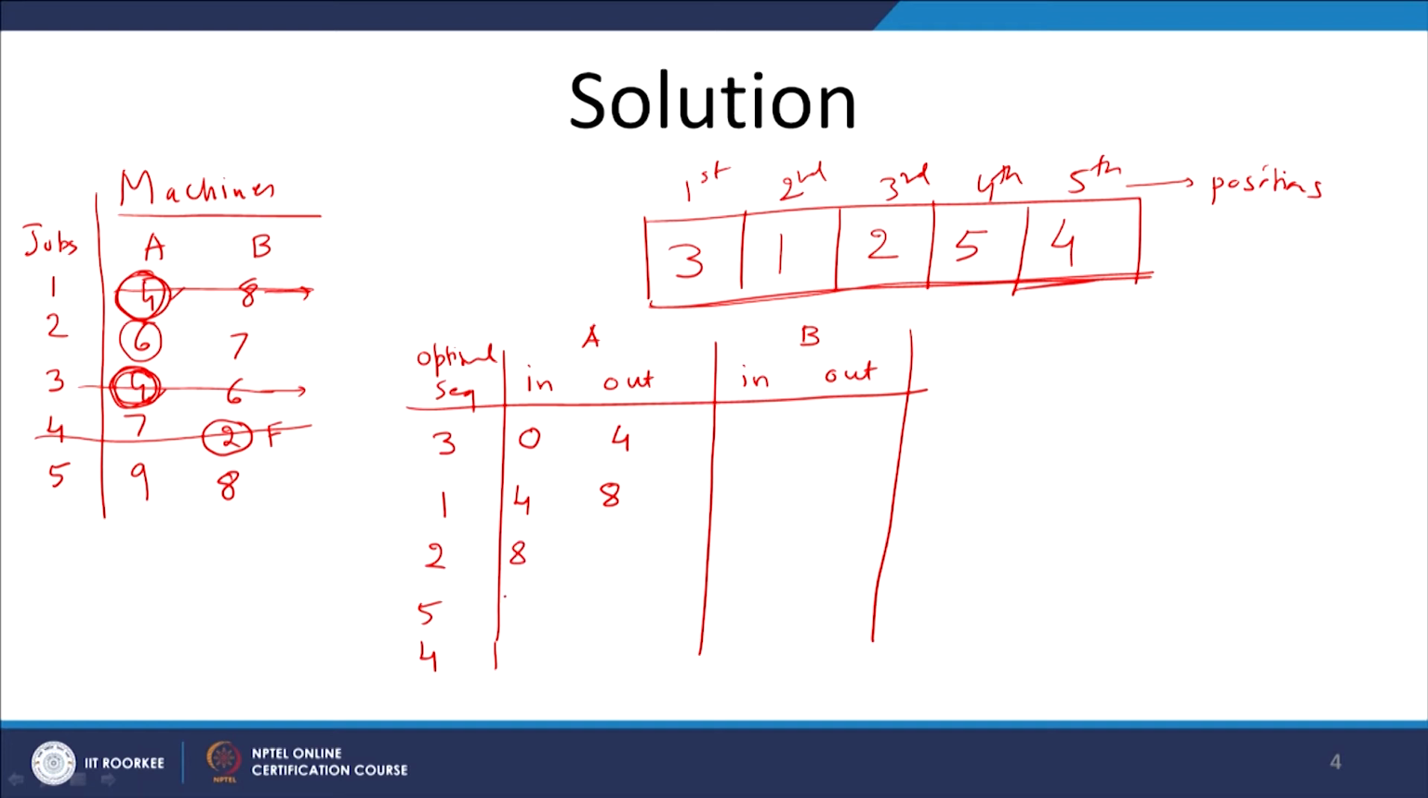So, time in is 8 and it requires 6 hours on the second job. Here you have 6. So, therefore, 8 plus 6 is 14, and similarly the fifth job is 14 and 23, and finally 23 and 30. So, please check these calculations.